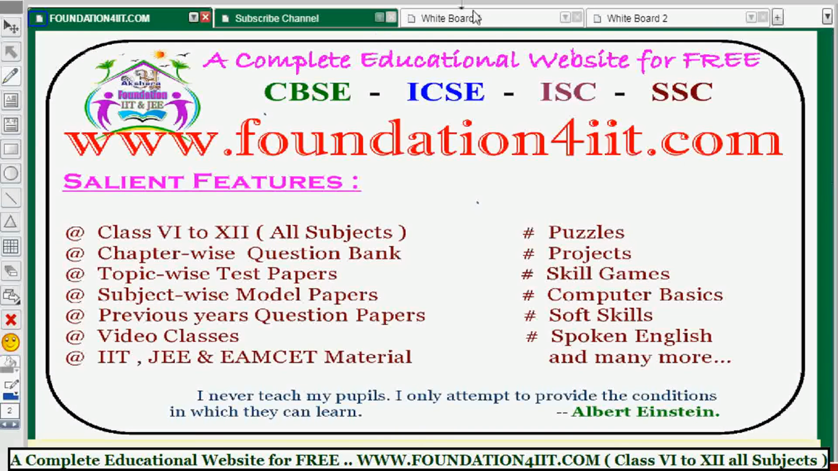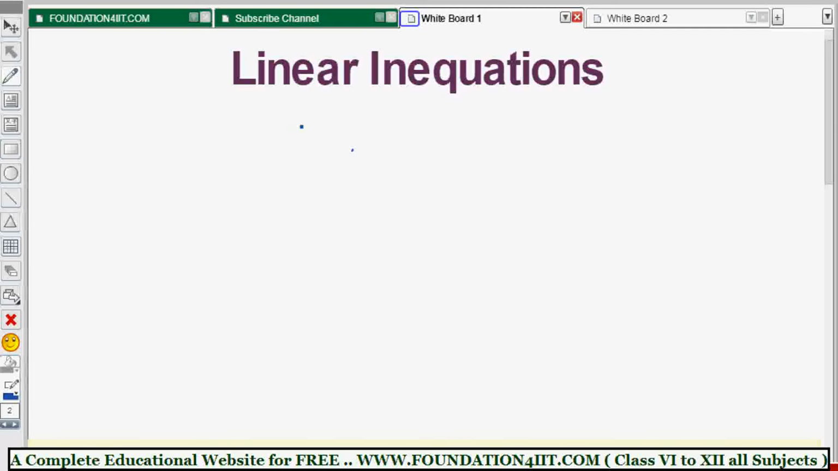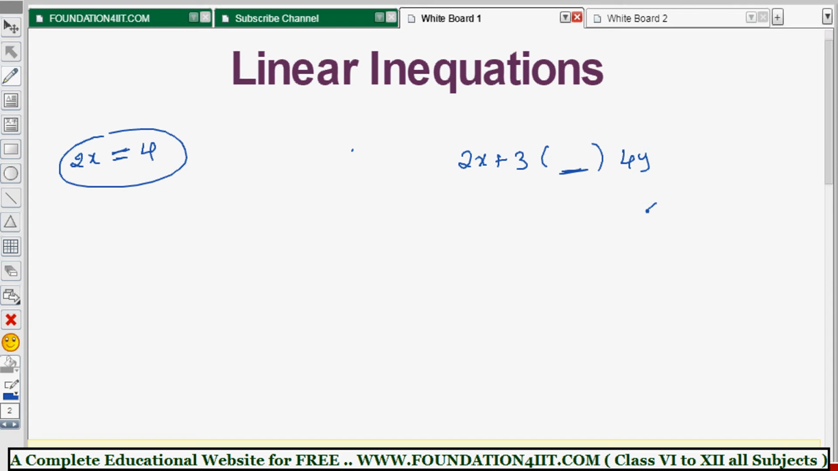Okay, let's see this topic first: linear inequations. This is about inequality. Generally this is the equal symbol, like 2x equals 4. Apart from this equal symbol, if you write any other symbol, a statement of inequality between two expressions is called an inequation. So 2x plus 3 is an expression and 4y is an expression. In between we need to keep some inequality symbol. So there are less than, greater than, less than or equal, greater than or equal, or not equal. These all come under inequalities only.